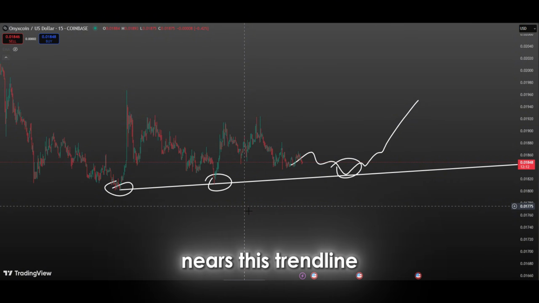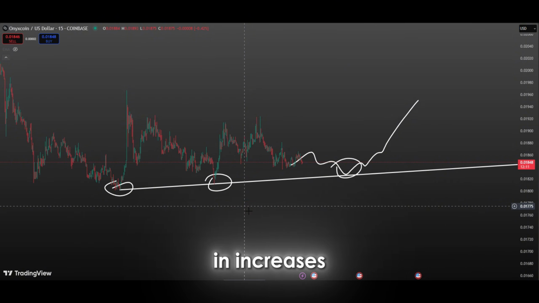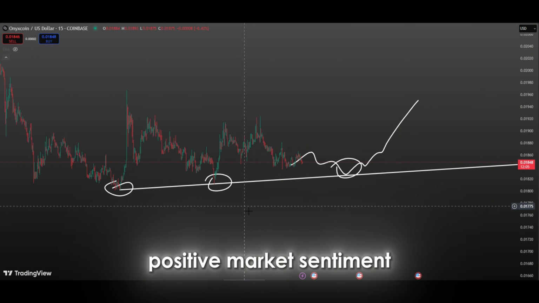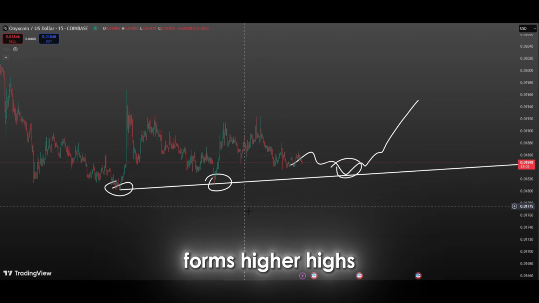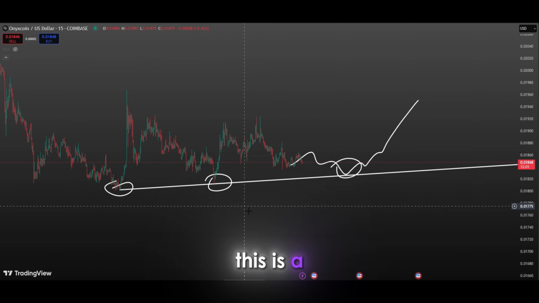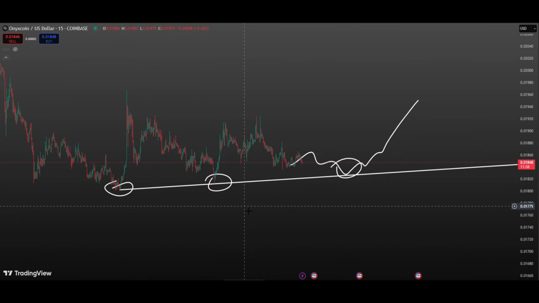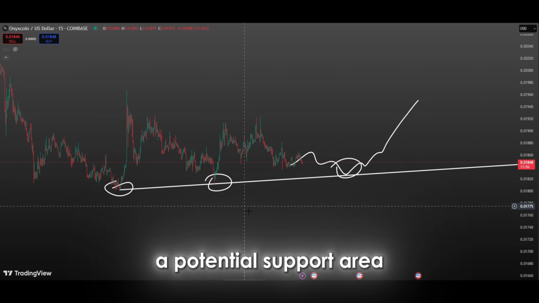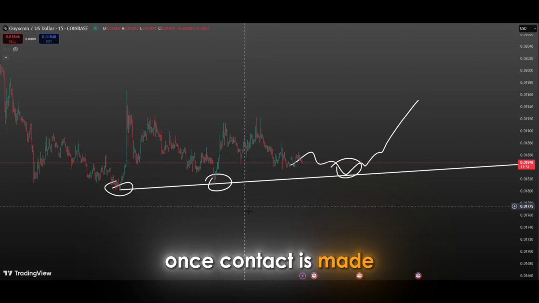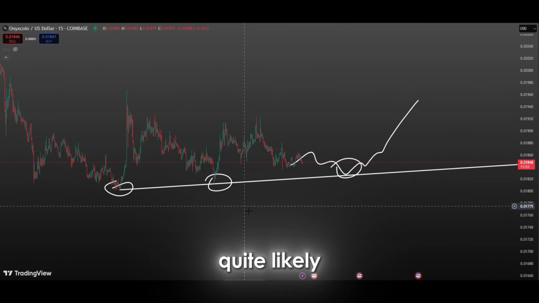When the price nears this trend line, the likelihood of buyers stepping back in increases, potentially opening the door for an upward move. These types of ascending trends tend to perform more reliably during periods of positive market sentiment. That's because throughout an uptrend, the price consistently forms higher highs and higher lows. This is a technically strong bullish pattern that tends to encourage additional long positions. The price approaching this ascending trend line now signals a potential support area. Once contact is made, a bounce from this level is quite likely.